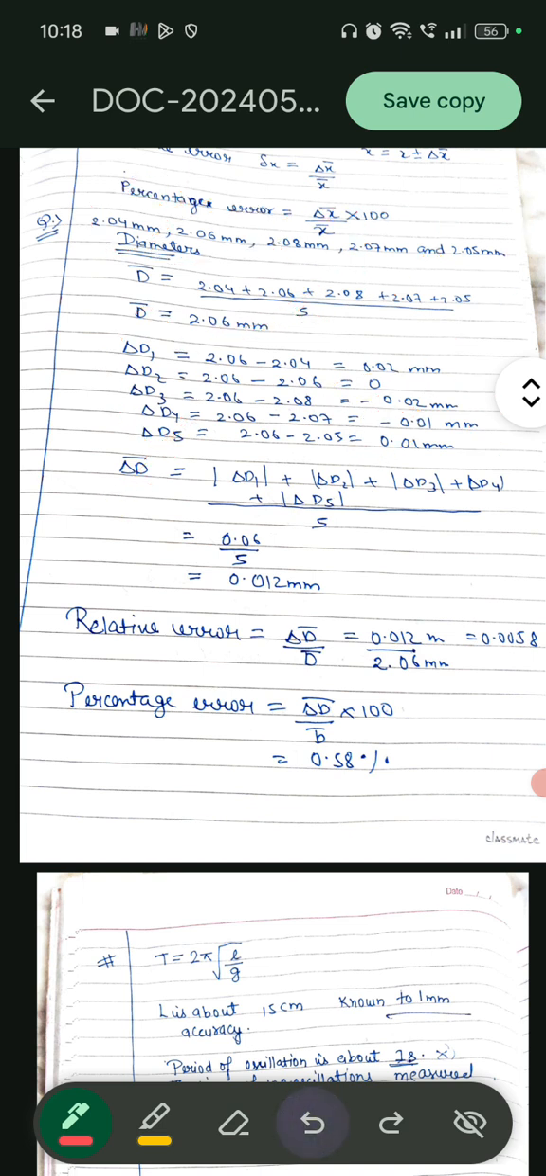Now this is the mean absolute error. The relative error, you have to note it down in your notebook. This question, this is a relative error. What is the relative error? The mean absolute error divided by the mean is the relative error. And if you want the percentage error, then you have to multiply by 100. So this is the percentage error. Okay, so this is the question.